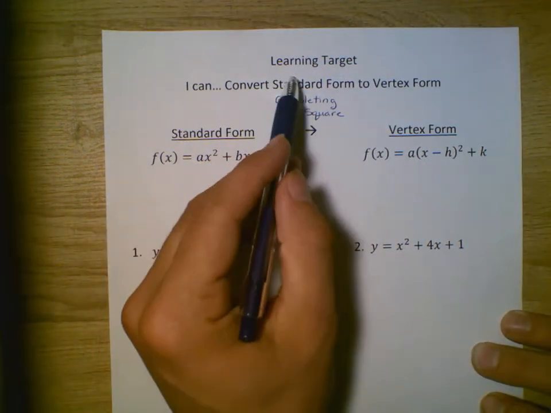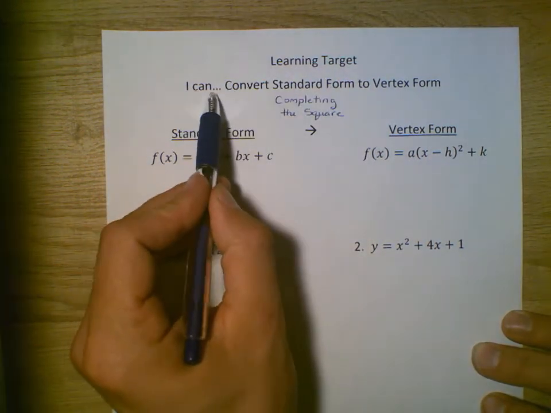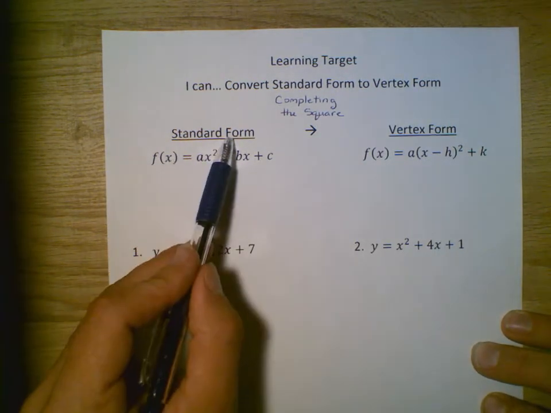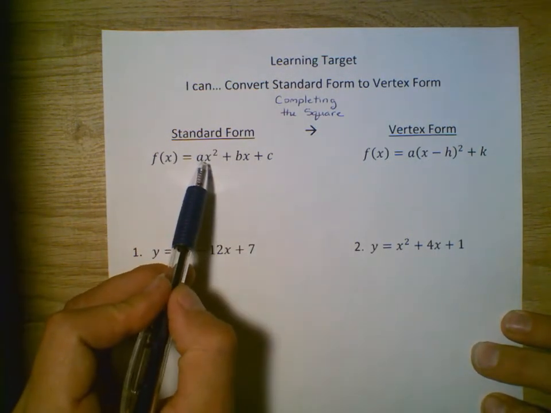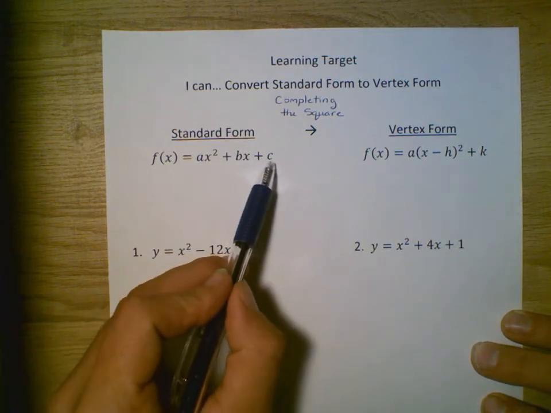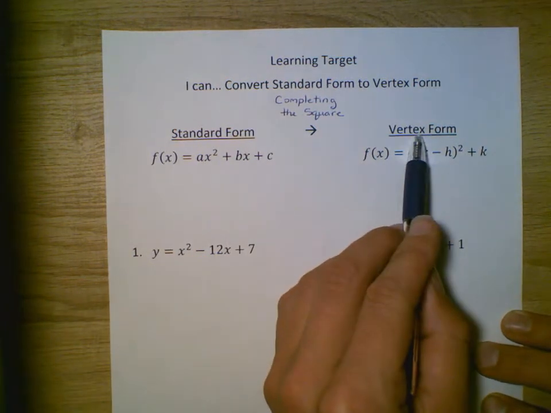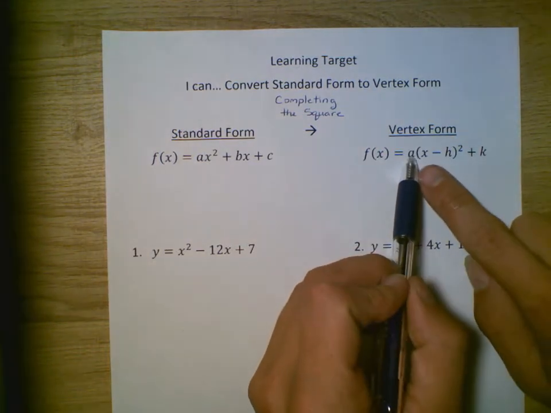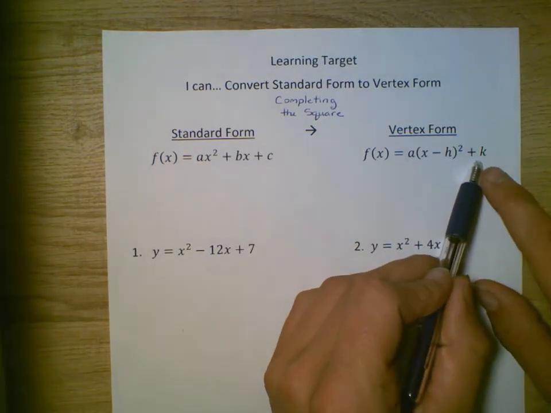In this video, the learning target I'm going to talk about is I can convert standard form to vertex form. So standard form, once again, is just the form of a quadratic where you have an x squared term, an x term, and a constant term. And vertex form is the transformation form where you have your stretch, your horizontal shift, and your vertical shift.